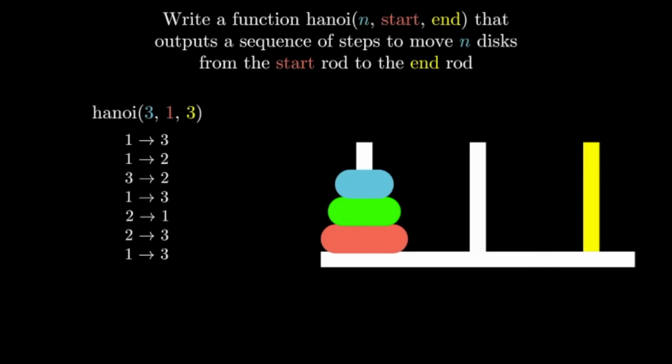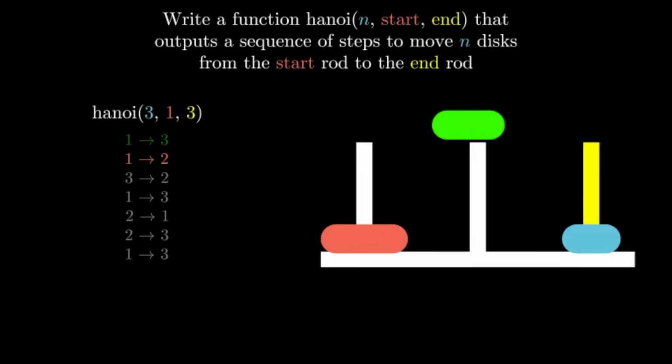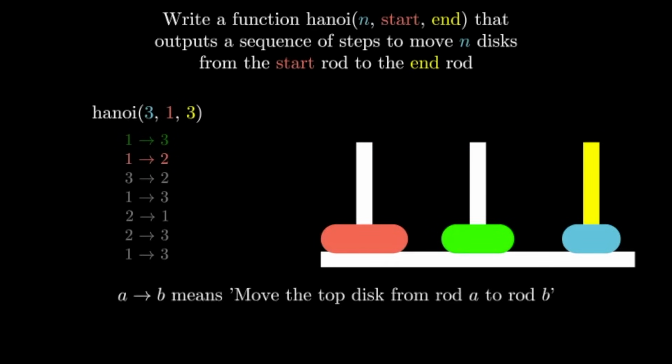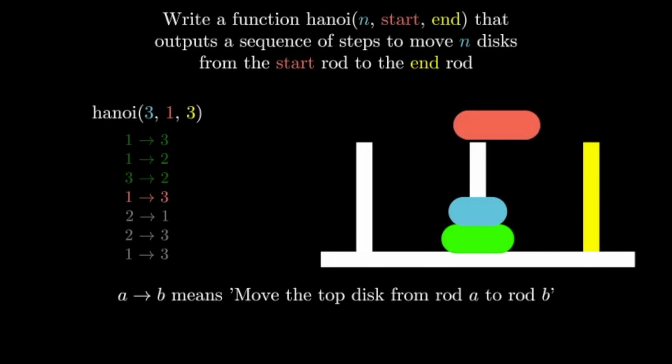We've already gone over how these steps are generated from our strategy, but here's a quick overview of how the steps correspond to actual movements of disks. The basic interpretation is that A pointing to B means that we're going to move the top disk from rod A to rod B. Okay, so how do we get started on solving this problem?